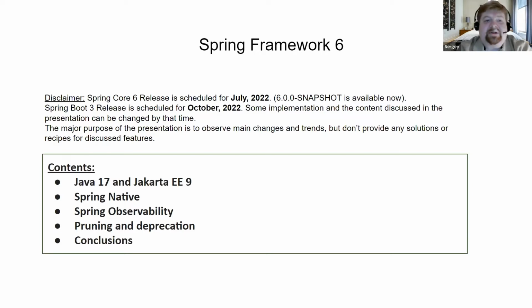And I'm going to start with Java 17 and Jakarta version 9, because first of all, Spring Framework requires Java 17, and that means that if you want to migrate to Spring 6, you should migrate to Java 17.